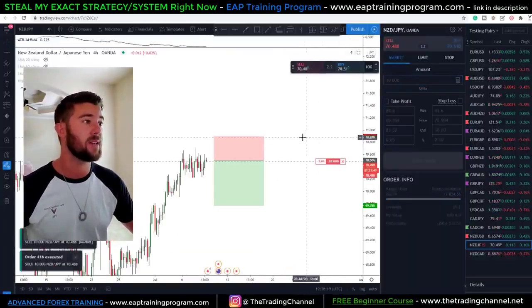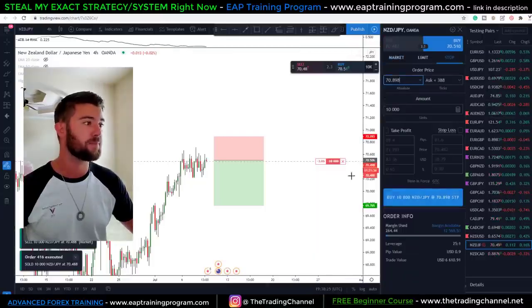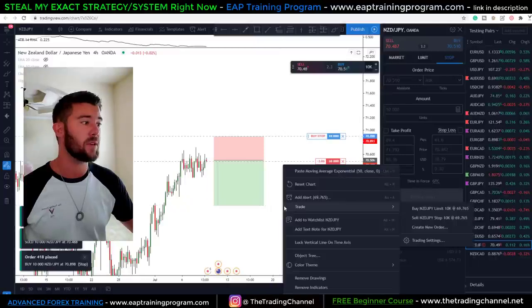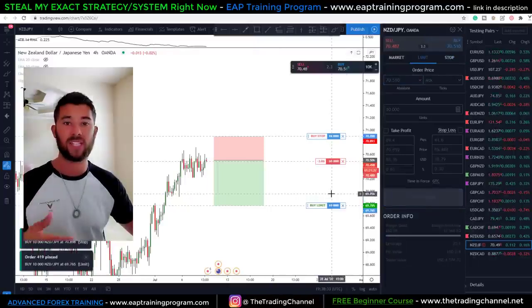So we could do it the old-fashioned way, the really difficult way, which is just press the button. Let's sell it. Okay, it's sold, and then come through here, have to right click. We want to do a buy stop right here, and we click buy. And then we want to do a buy limit right here, and we click buy. And that's the old fashioned way.